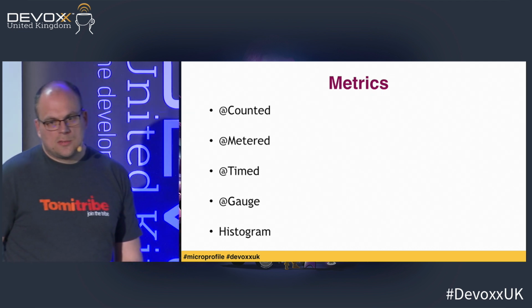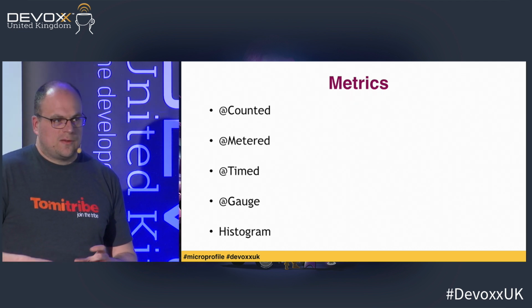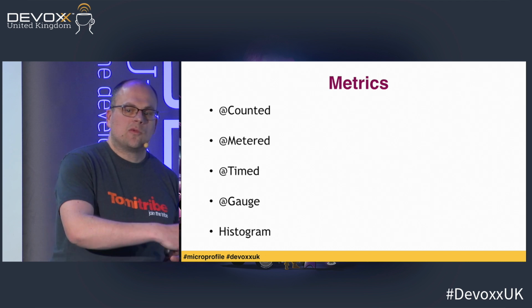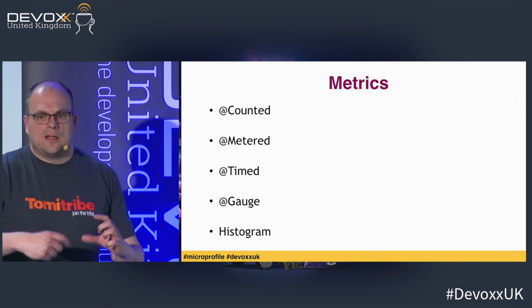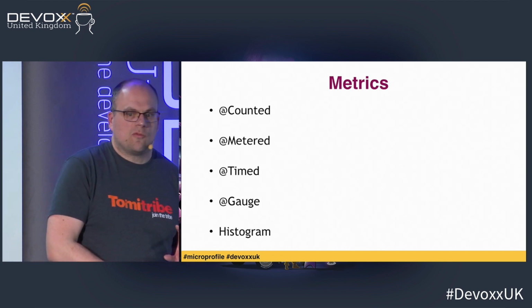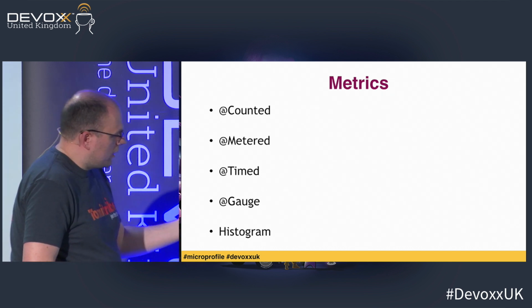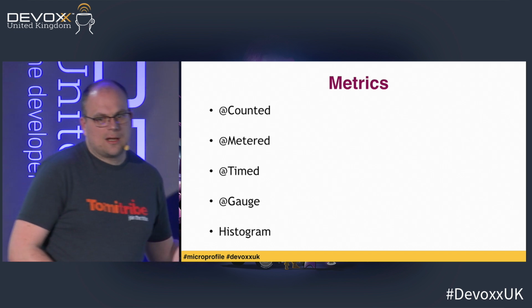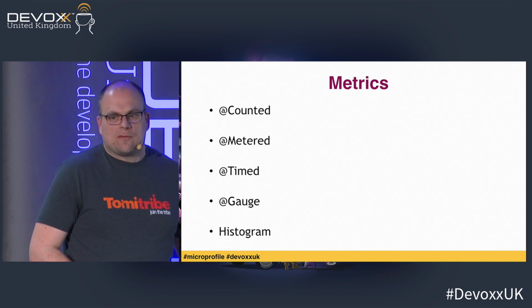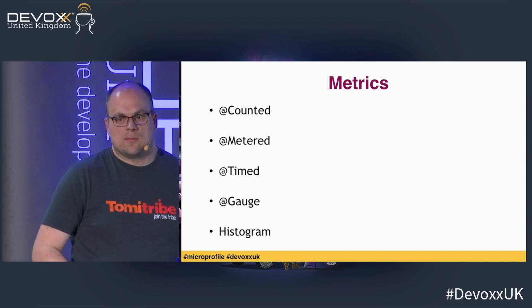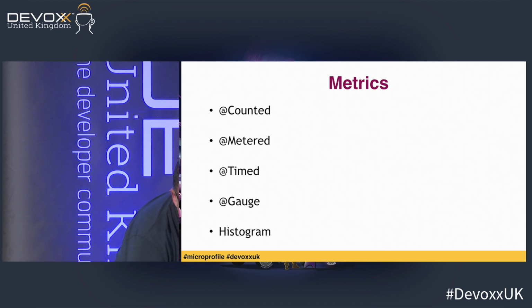And histogram also allows you to collect values, but it keeps track of the change of those values over time, and you can get some statistical information on there as well. That one, I haven't got an annotation on. That's a little bit more tricky to use because you have to create the annotation and register that with the metrics registry.